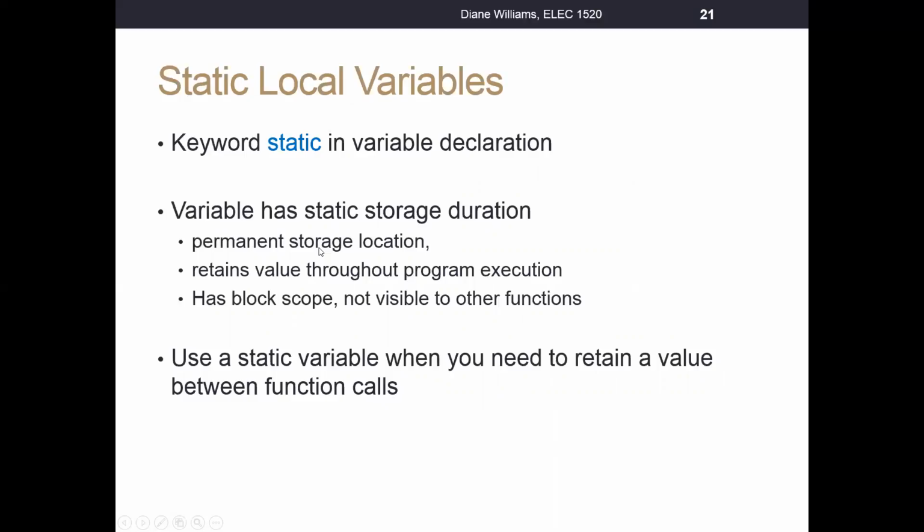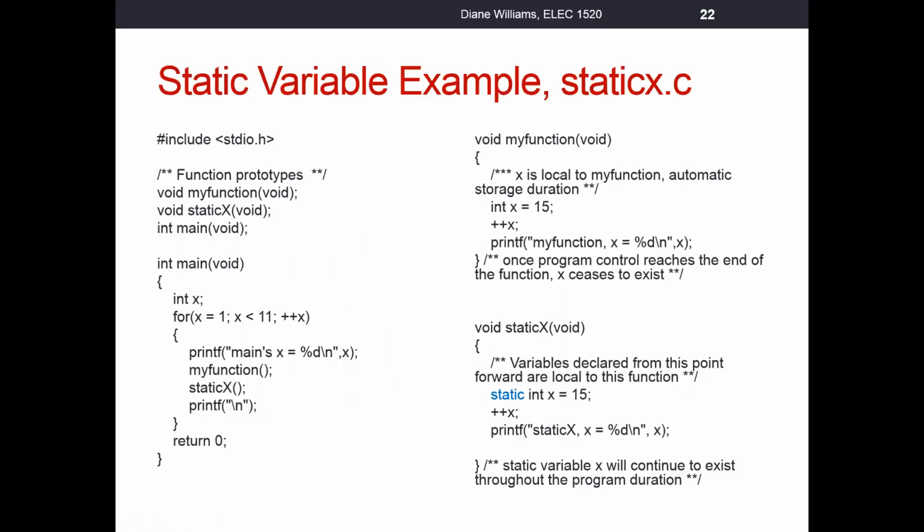It's going to have a permanent storage location. It's going to retain its value throughout the program execution. It only has block scope. So if you declare it within a block, it's only available within that block. If you declare it globally, then it is available globally. We'll use a static variable inside a function whenever we need to retain a value between function calls.